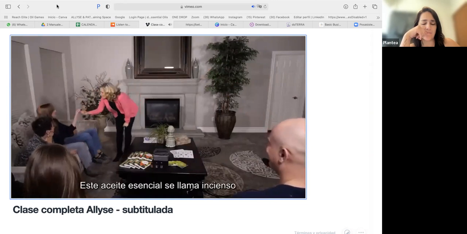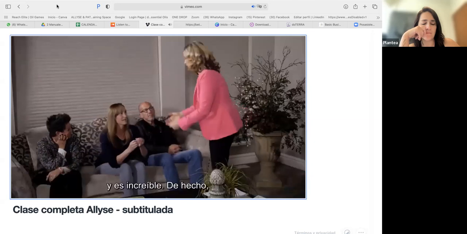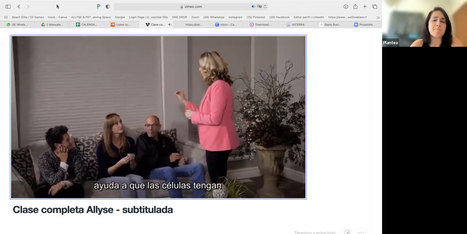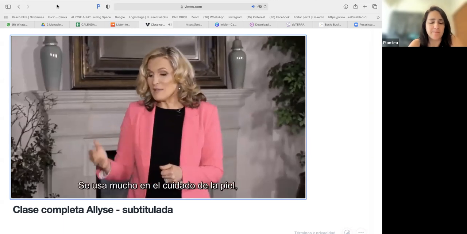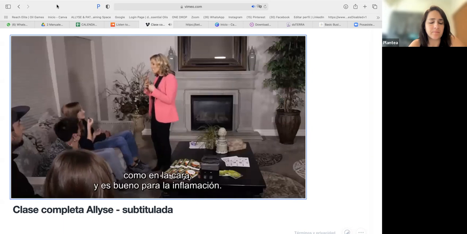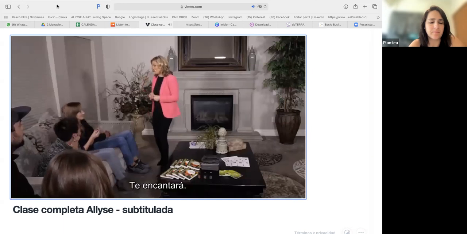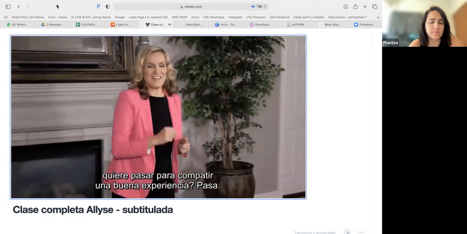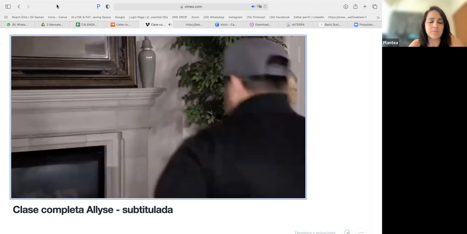All right. Okay, you were a little bit over a minute, but guess what? It was so good, I still want to give you an oil. This is an essential oil called frankincense. And frankincense is an incredible oil. In fact, it helps cells perform at optimal function. So basically, you see it a lot in skincare, right? You can put it on your face. It's great for inflammation. I think you're really going to love it.